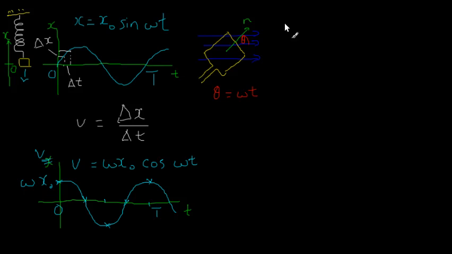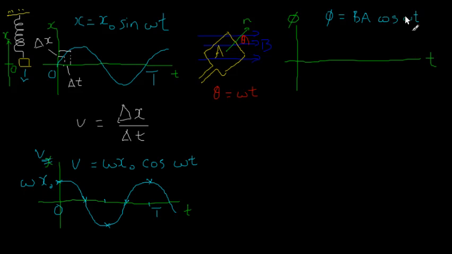Alright, and as we have seen in the last video, the magnetic flux, which is given by the perpendicular components of the magnetic field multiplied by the area of the loop, is given by phi equals B times A cosine omega t. And we know how to plot the cosine curve.